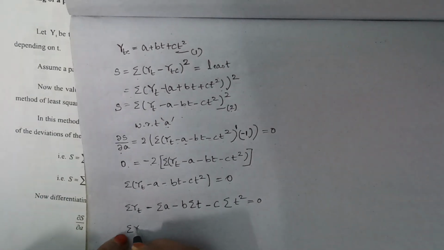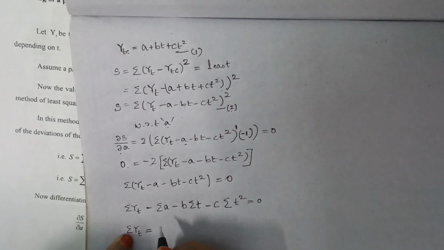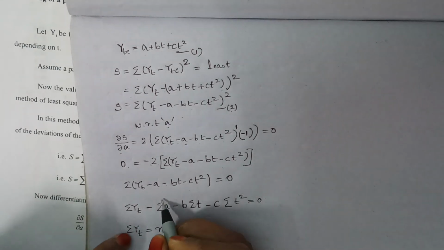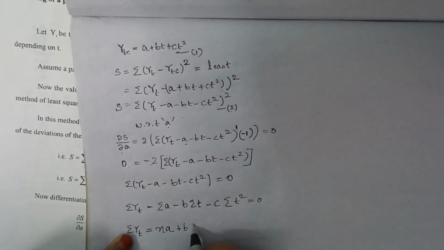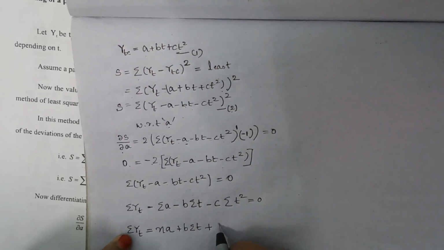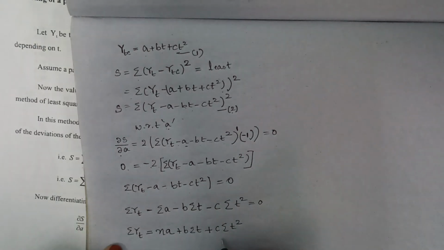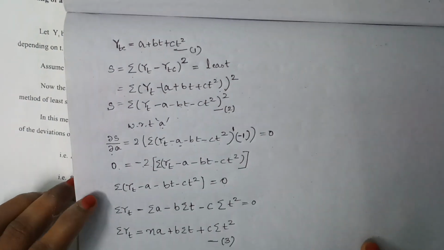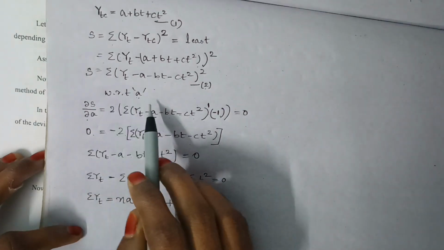So summation yt is equal to, here we take up to n, so summation a is nothing but na. Here the summation is up to n. So na plus b summation t plus c summation t square. This is the third equation. Put it as 3. Here we have completed with respect to a.